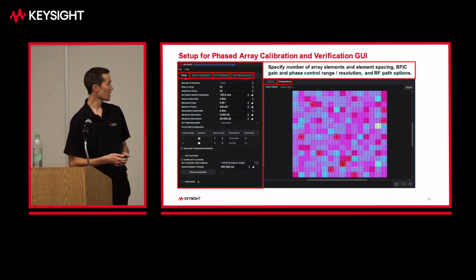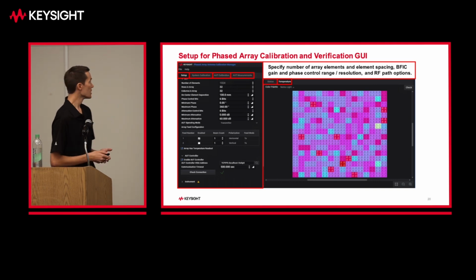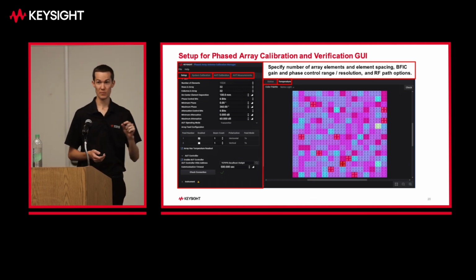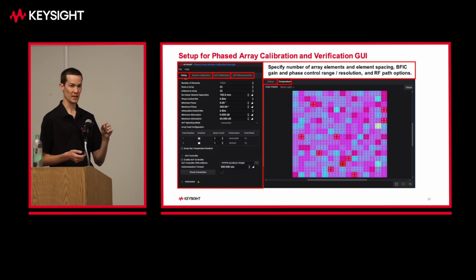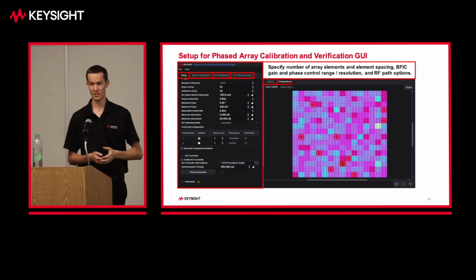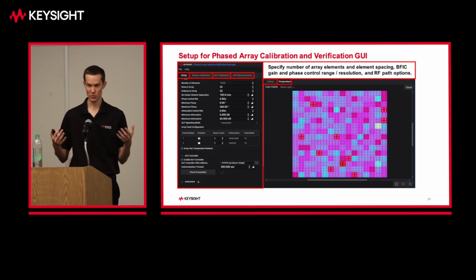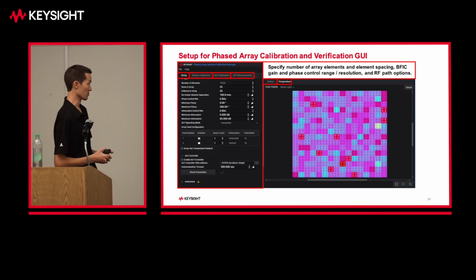All right, so with that, this is an example of a proto version of our test GUI. It's still in development, but you can see here a setup page for a phased array under test. And we can specify the number of elements in each row and column if we have a rectangular array, as well as the bit resolution for the phase and the gain control of the beamforming IC channels. And you can specify the path options through that IC, as I just mentioned, so that you're aware of all the unique RF paths that you can potentially calibrate in your beamformers.